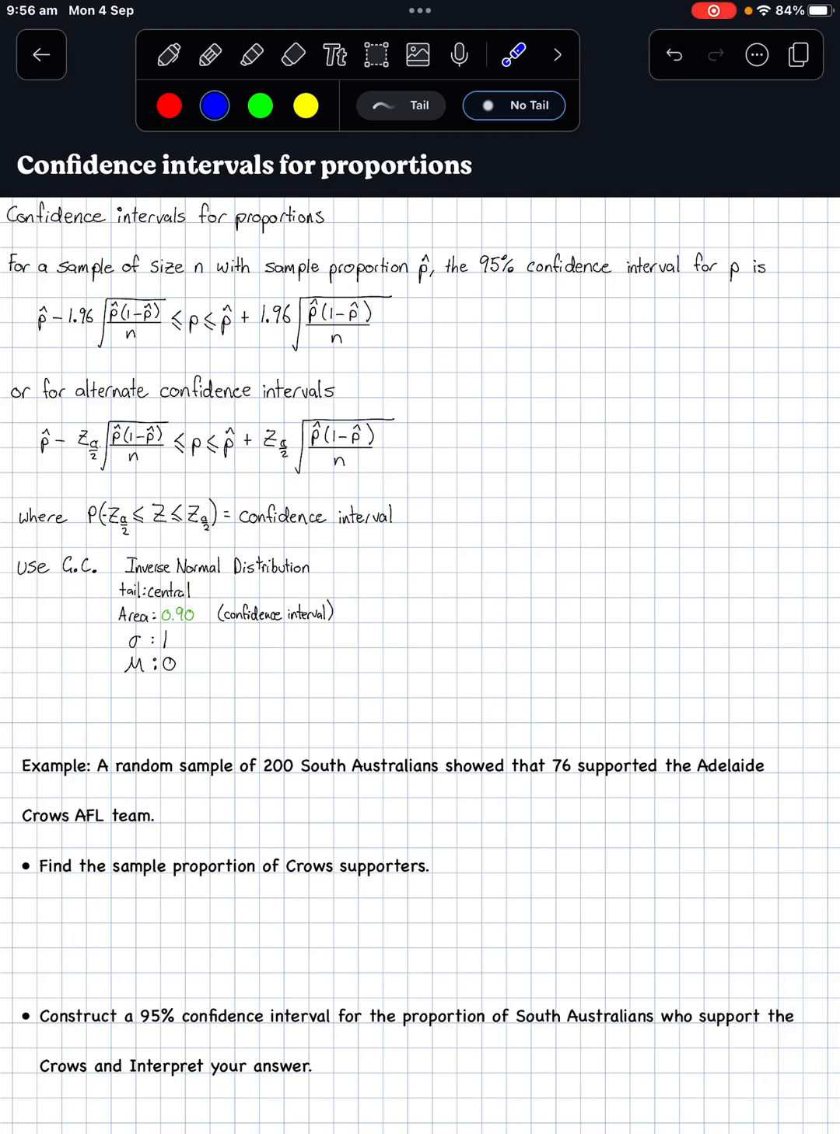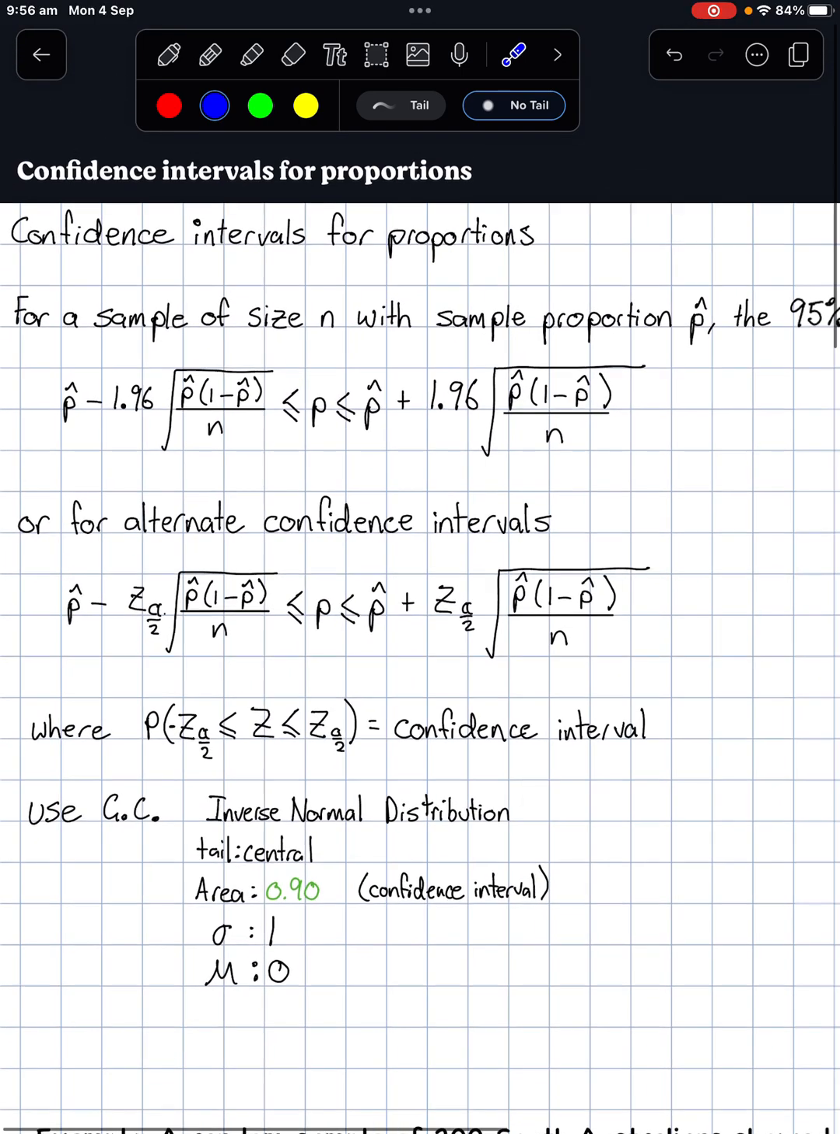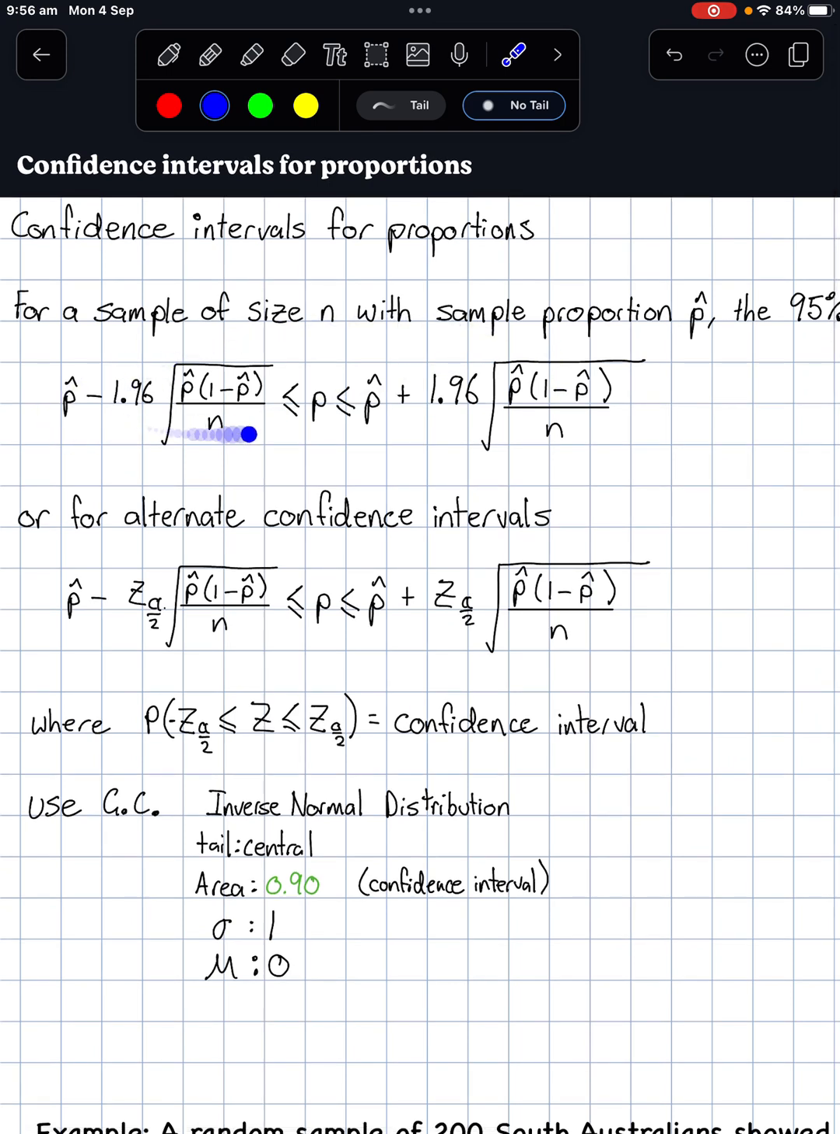Alright, we're going to move into confidence intervals for proportions. So you should have watched the video on sample proportions. For a sample of size n with a sample proportion p hat, the 95% confidence interval for p is given by this formula here. Now this should look really similar to us.